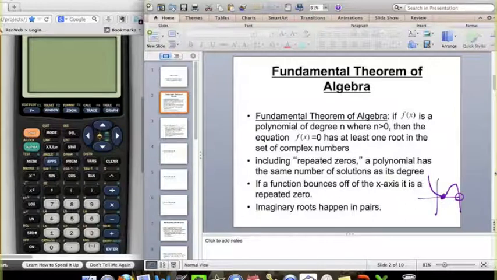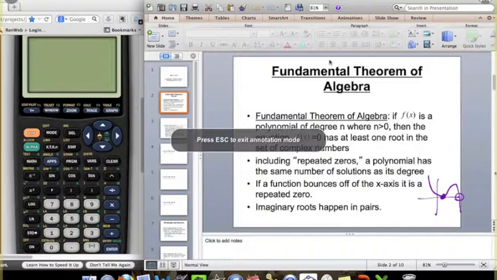So those are the big basic ideas of algebra. Every equation is solvable. Whatever the highest power is, we should have that many solutions. Some of them might be real, some of them might be imaginary, but we should have that many solutions. Imaginaries are going to happen in pairs, and if it bounces, we get to count that as more than one answer.